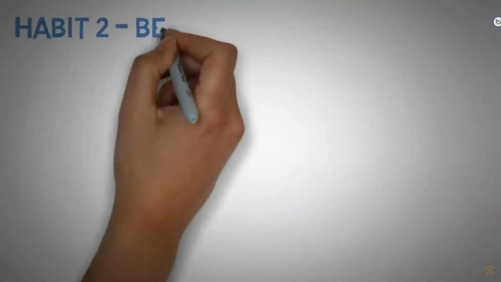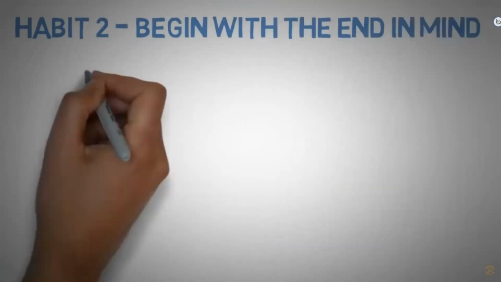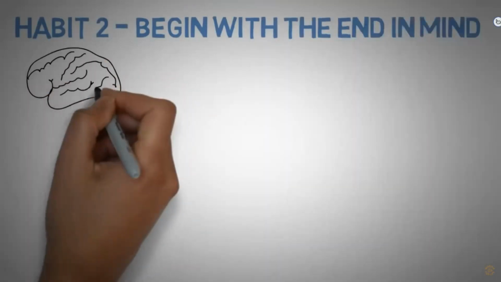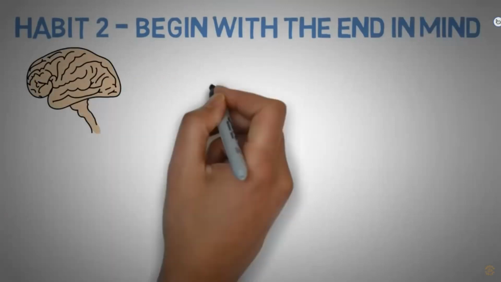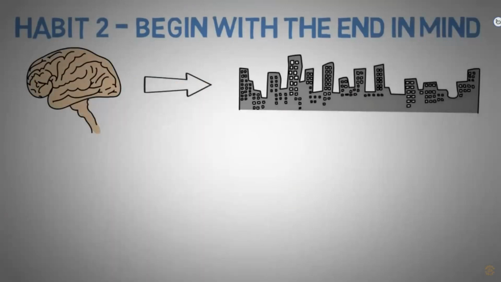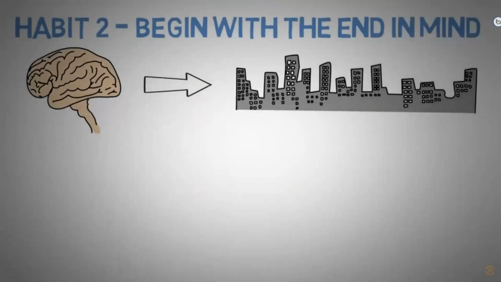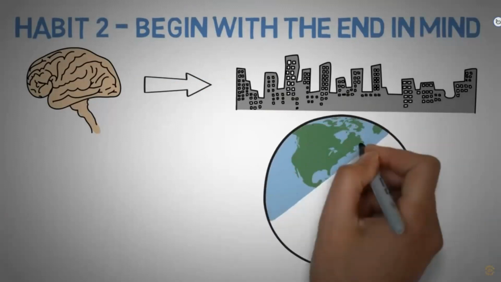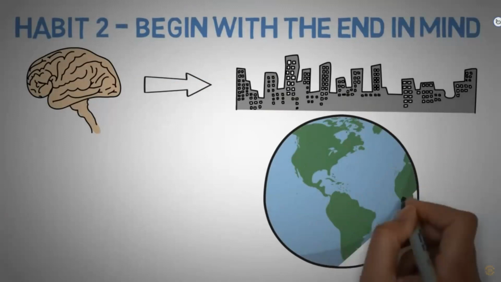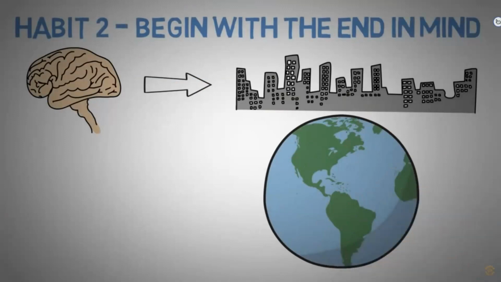Habit 2 is begin with the end in mind. All things are created twice. The first time it's created is in your mind, and the second time is in the real world. So let's look at how it's created in the mind first. To get where you want to go in life, you need to have a map. You need to determine your life goals, your destination, and you also need a plan on how to get there. Otherwise, you're just aimlessly wandering around in life.